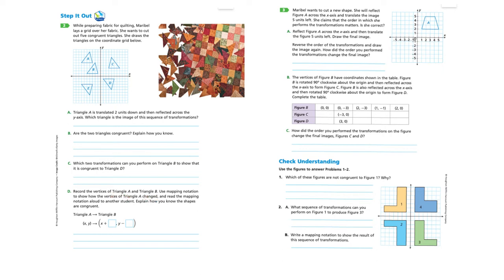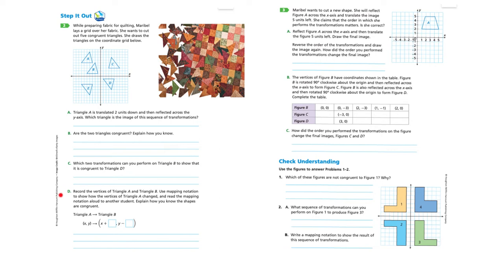Use mapping notation. Remember from lesson 2, 1.2 with translations, they drew a table or made a table to show the different vertices of the corners of those different shapes. They want you to do this mapping notation to show how the vertices of triangle A changed and became triangle B. And then read the mapping notation aloud to your mom or another person. Explain how you know the shapes are congruent.